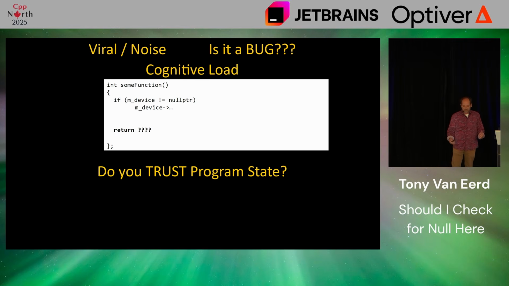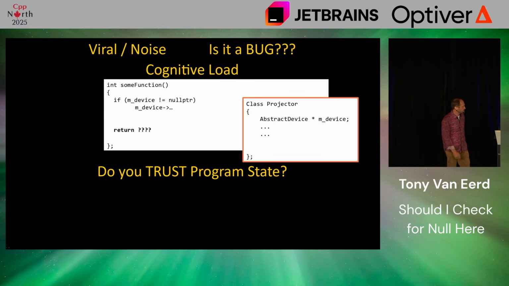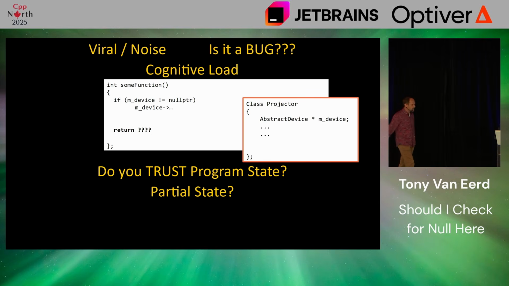But philosophically, why would you trust the program state when you know there's a bug? You know that you got something wrong, so everything's probably wrong. In this case, inside the projector class, for example, there's this abstract device. Why have a projector without this device pointer? Now I've got this class with partial state, and that's what we talked about. I don't want this class to ever have partial state. It either exists or it doesn't exist. So probably the thing to do is throw in the constructor if you couldn't make that device pointer for some reason.